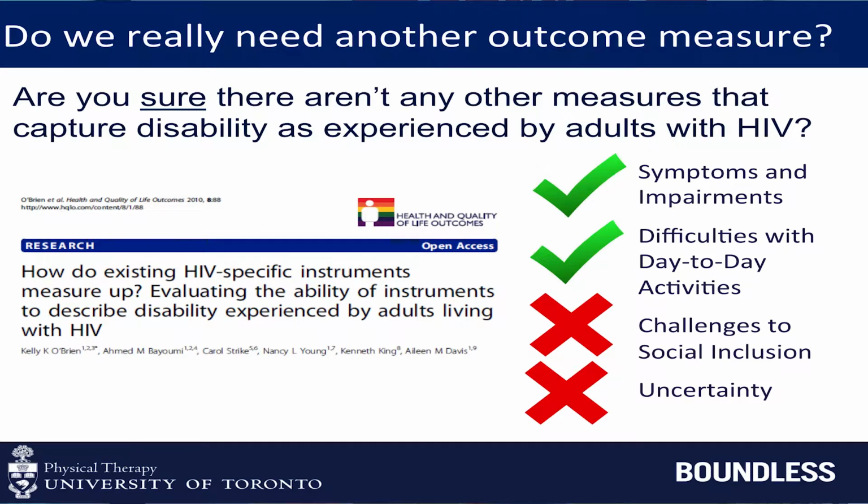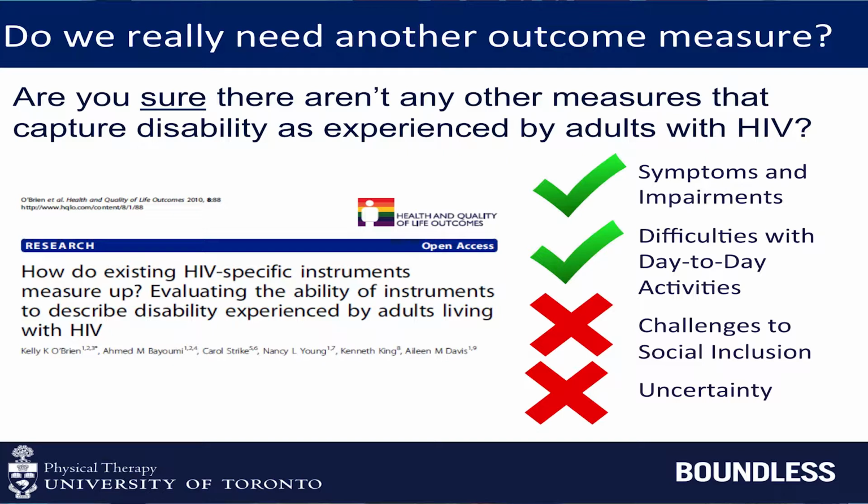But I remember a member of my thesis committee saying at the time, does the world really need another outcome measure? Before you go about developing a new measure, you want to make darn sure that there isn't anything existing out there that can accurately capture the concept that you're interested in measuring with this population. So I took that conceptual framework of episodic disability and looked at the literature, at a number of HIV-specific health status instruments that were out there in the field.